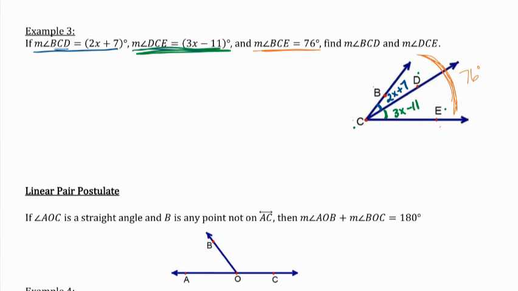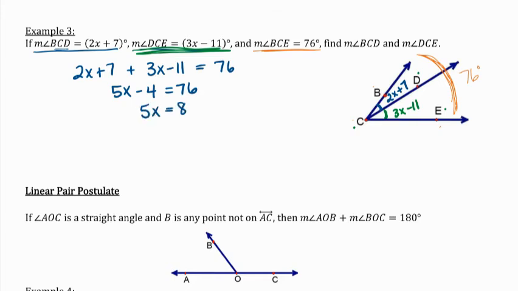And then we know from our angle addition postulate, if I add the two small parts together, I get the whole thing. So we can set up 2x plus 7 degrees plus 3x minus 11 degrees should equal 76 degrees. And then we use our algebra to solve. So we'll get 5x minus 4 equals 76. Add the 4 to both sides, we get 5x equals 80. Divide by 5, we get x equals 16, right?